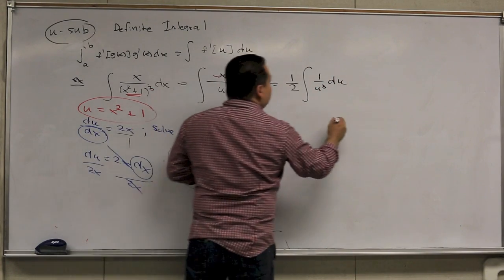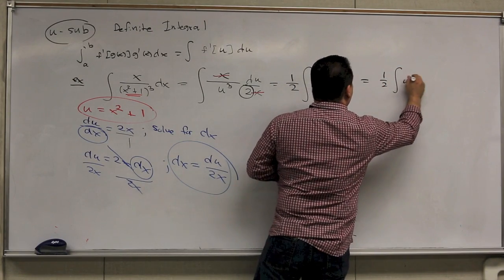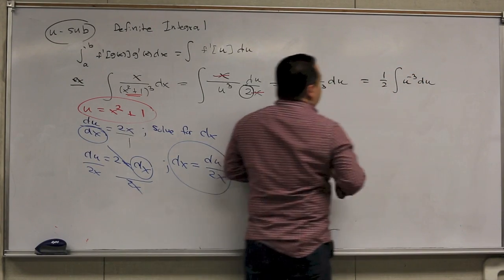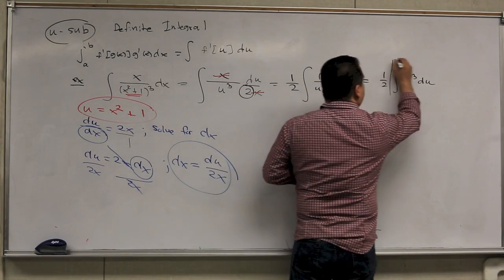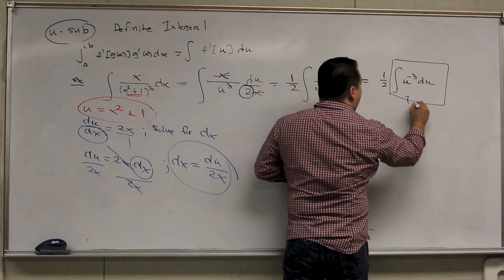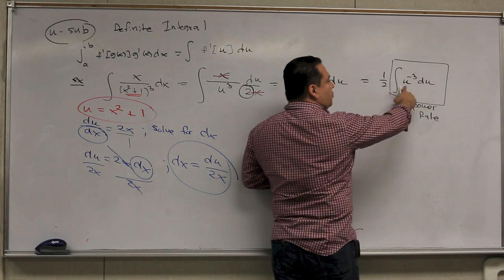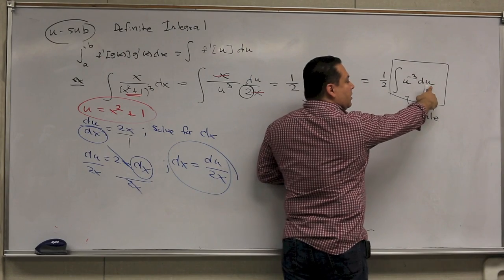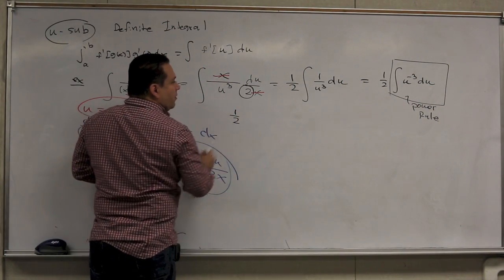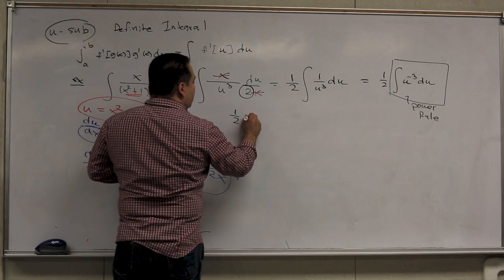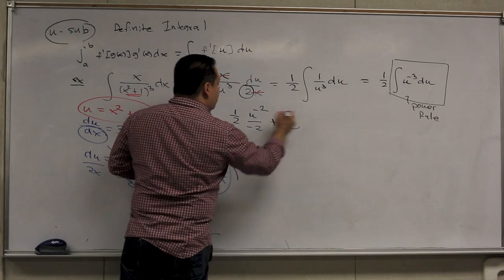This is also 1/2 integral u to the minus 3 du. This is what I have to integrate now by using my power rule. So I've got to use the power rule for integration. And notice, this is u, this is du. So I can find this by power rule. What's that integral by power rule? It's u to the minus 2 over minus 2. And then don't forget to add plus c here.